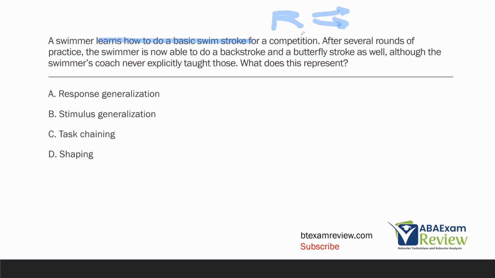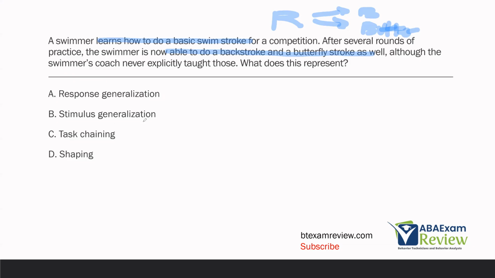So from the basic swim stroke, we now have a backstroke, we have a butterfly stroke, and those were never actually taught. So even though the swimmer only learned to do the basic swim stroke, they're now doing these other responses as well. What does that represent? Well, that represents response generalization. Response generalization occurs when you've got a similar response occurring, and then typically without further teaching, more responses tend to occur in the presence of the same stimulus.